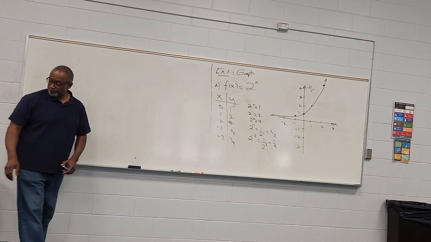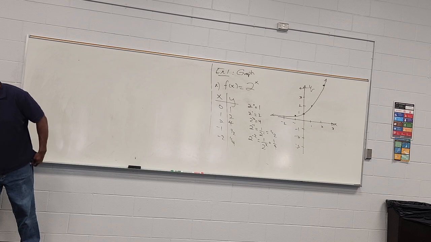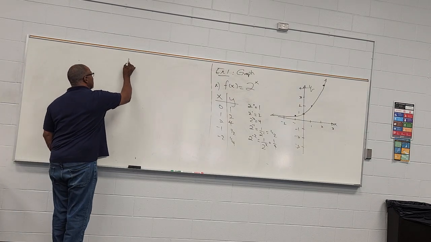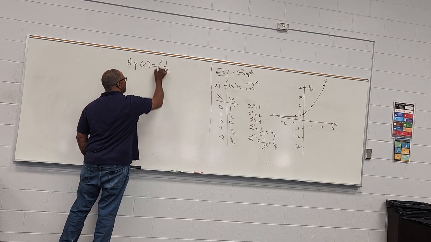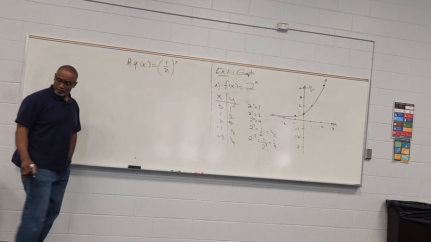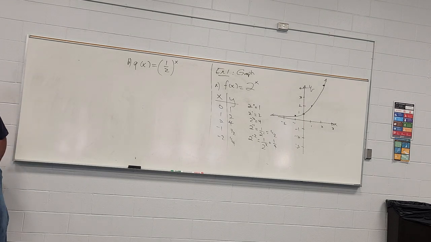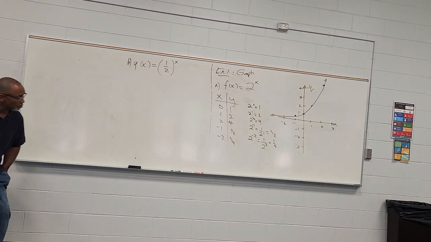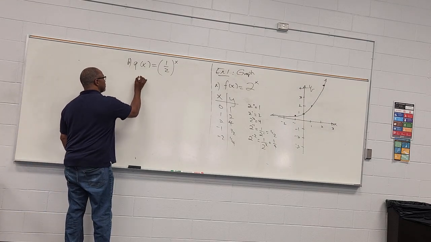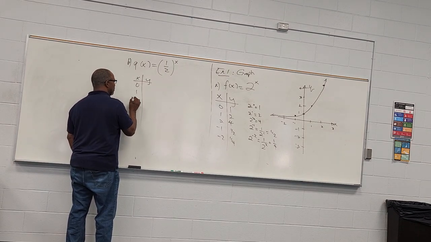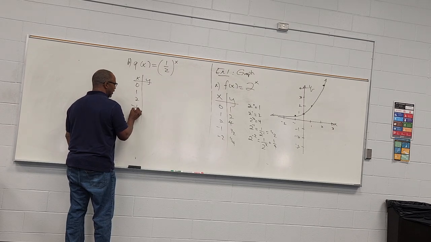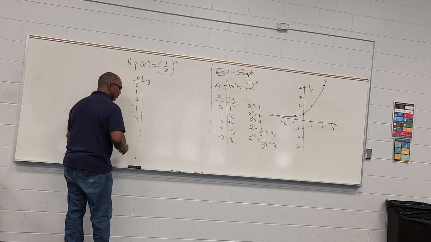Well, part B says, graph g of x, and I'm going to apply that on the same graph. G of x equals 1 half to the x. All right, let's do another t-chart. X and y. And again, I can do the same points. 0, 1, 2, negative 1, negative 2, et cetera.